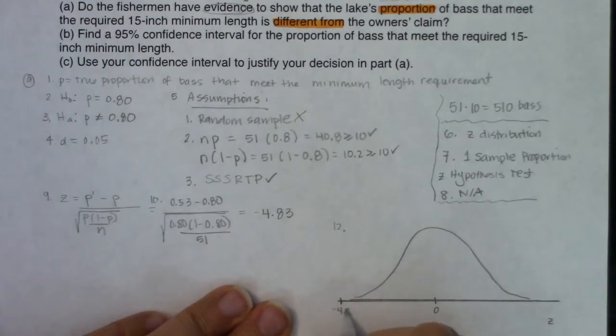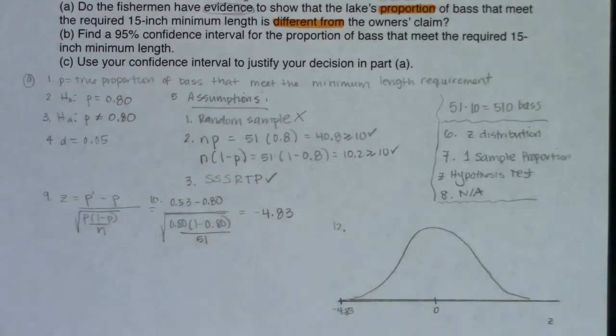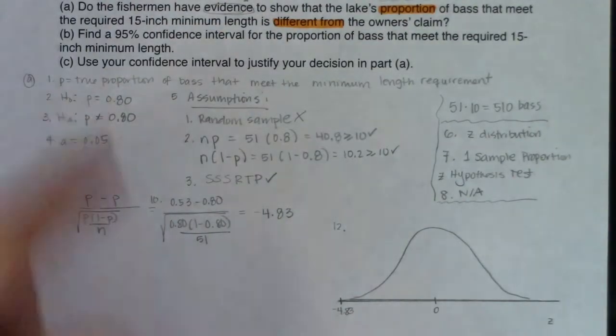Negative 4.83, okay? And I want you to think about how much area is to the left of that. Just start to visualize what that talks about. All right, so now let's talk about the p-value through a graph. All right, so here's the rule, and keep in mind we had a not equals to alternate.